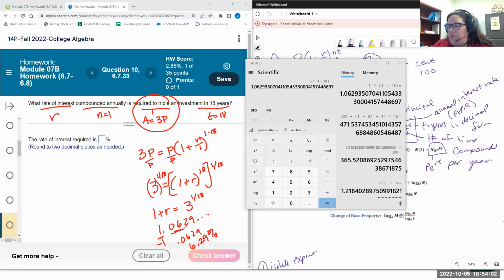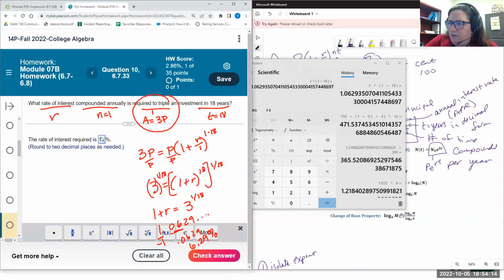But you might get to the point, at least if you're using these a lot, to where you don't even have to do the subtracting one and dividing. You can look at that 1.0629 and recognize, okay, that's a 6.29% interest rate happening there.